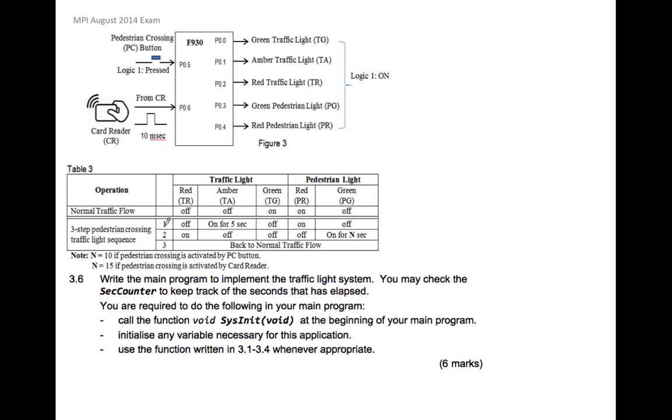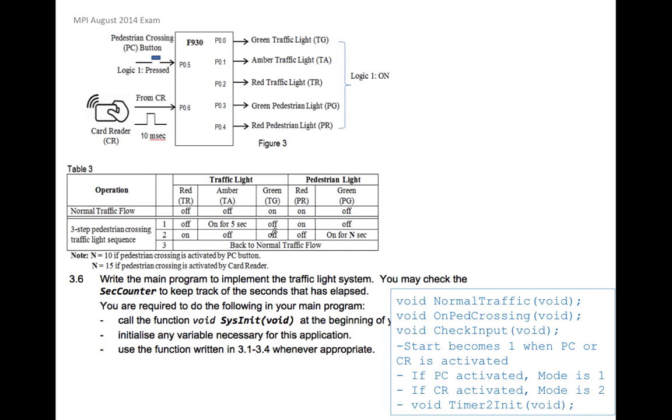First, it will turn on the amber light for 5 seconds to give time for cars to stop. Then turn on the pedestrian green light for the pedestrian to cross the road. The duration for crossing the road is 10 seconds if it is activated by the button and 15 seconds if it is activated by the card. After that, the traffic light will operate normally again.